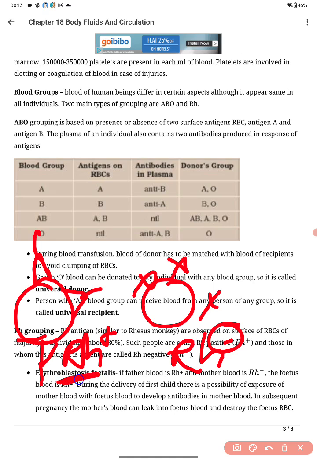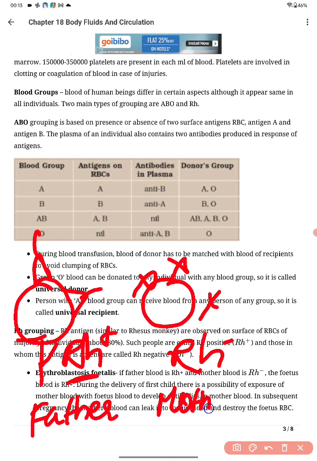Suppose there is a mother who is Rh negative, and the father is Rh positive. The mother does not have the Rh antigen, which is very rare, and the father has the Rh antigen on his RBC.